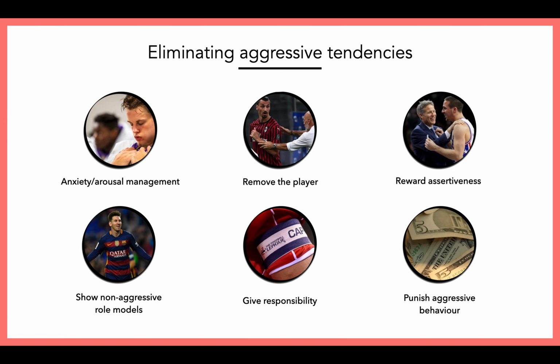And finally, a bit like the reward assertiveness, actually punish aggressive behaviour. So I put a picture of money there. A common one is fine them a week's wages. Okay, if they've got a red card and cost you games, fine them. You could also, a common one in football is asking them to train with the reserves. Okay, that's a harsh one, but it also gets the message across that you are not happy with their current behaviour. Or you could also just put them on the bench, put them as a substitute for the next game. Okay, so there's many ways you can punish aggressive behaviour. So again, there's more ways to eliminate aggressive tendencies, but these are some.